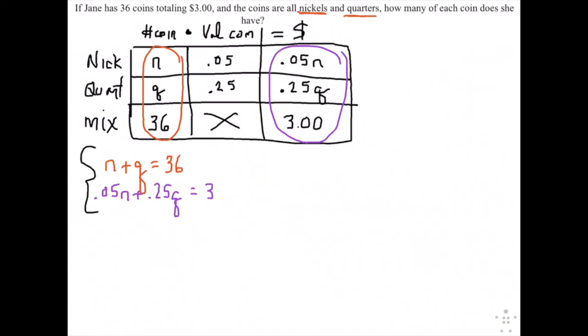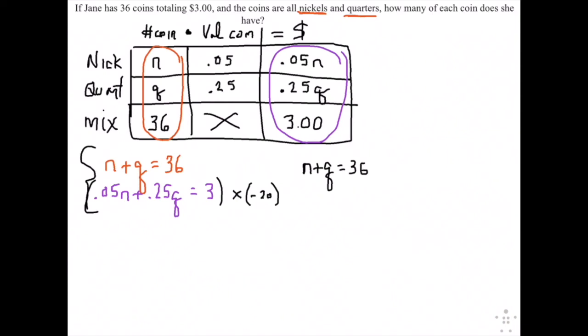A couple of ways we can solve this. I think it's probably easiest to get rid of the 0.05s down there in the bottom. So I'm going to multiply by 20. 20 nickels is $1. I'm actually going to do it by negative 20 because I want to use elimination. So I'm going to multiply both sides of this equation by that. The top equation stays the same: N plus Q equals 36.